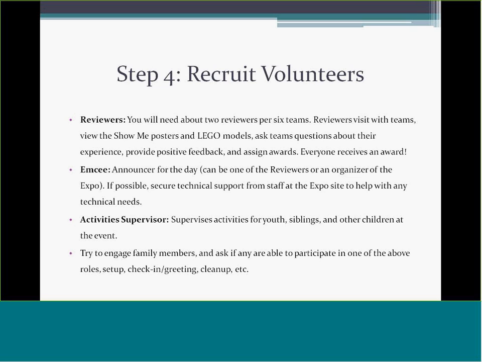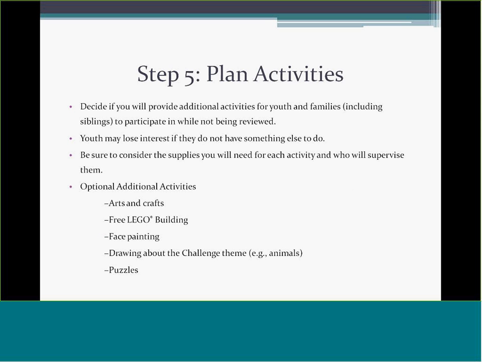As best you can, engage the family members and ask if any are able to participate in any of these roles. I said the volunteers don't just need to be limited to outside people. If you can get family members to volunteer to do any of these roles or any other role that you think is appropriate, then go ahead and do that.